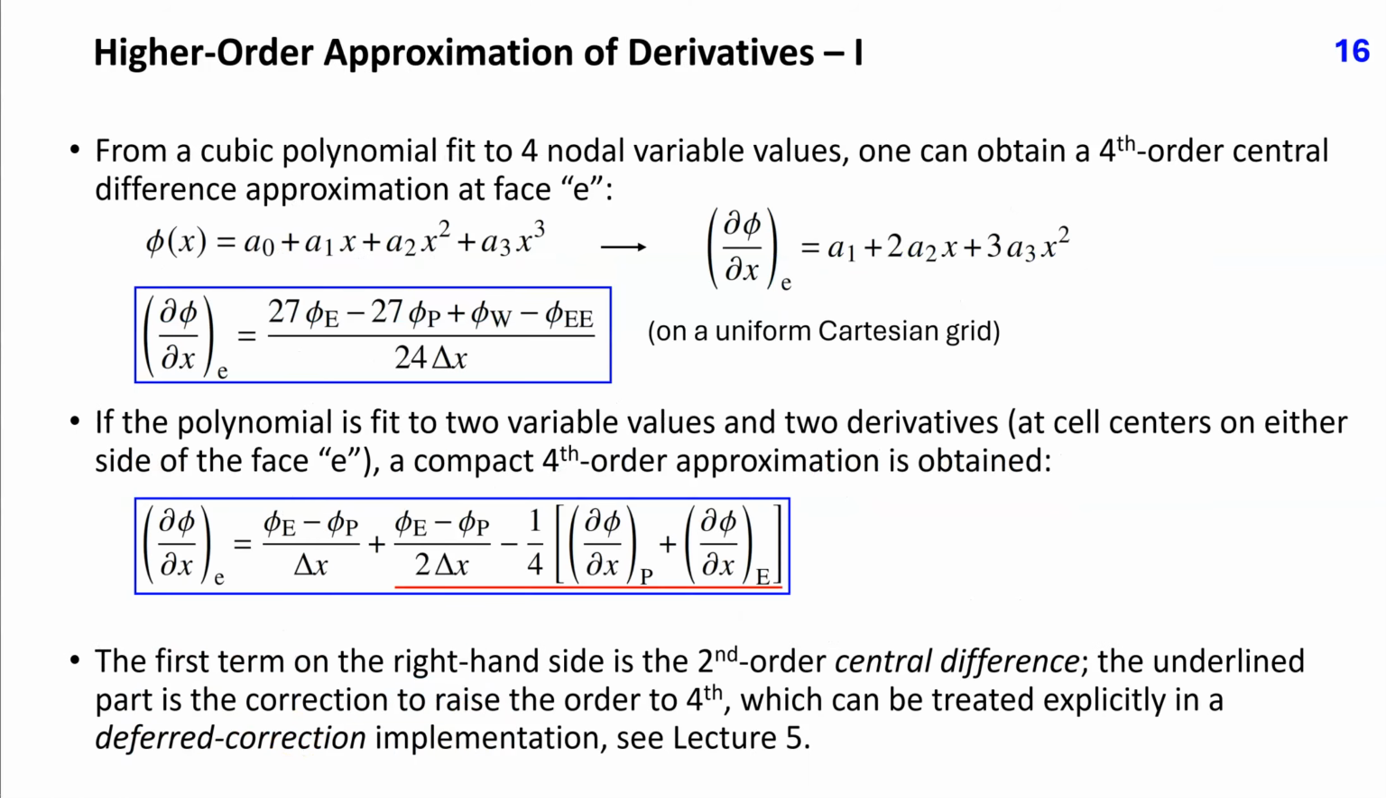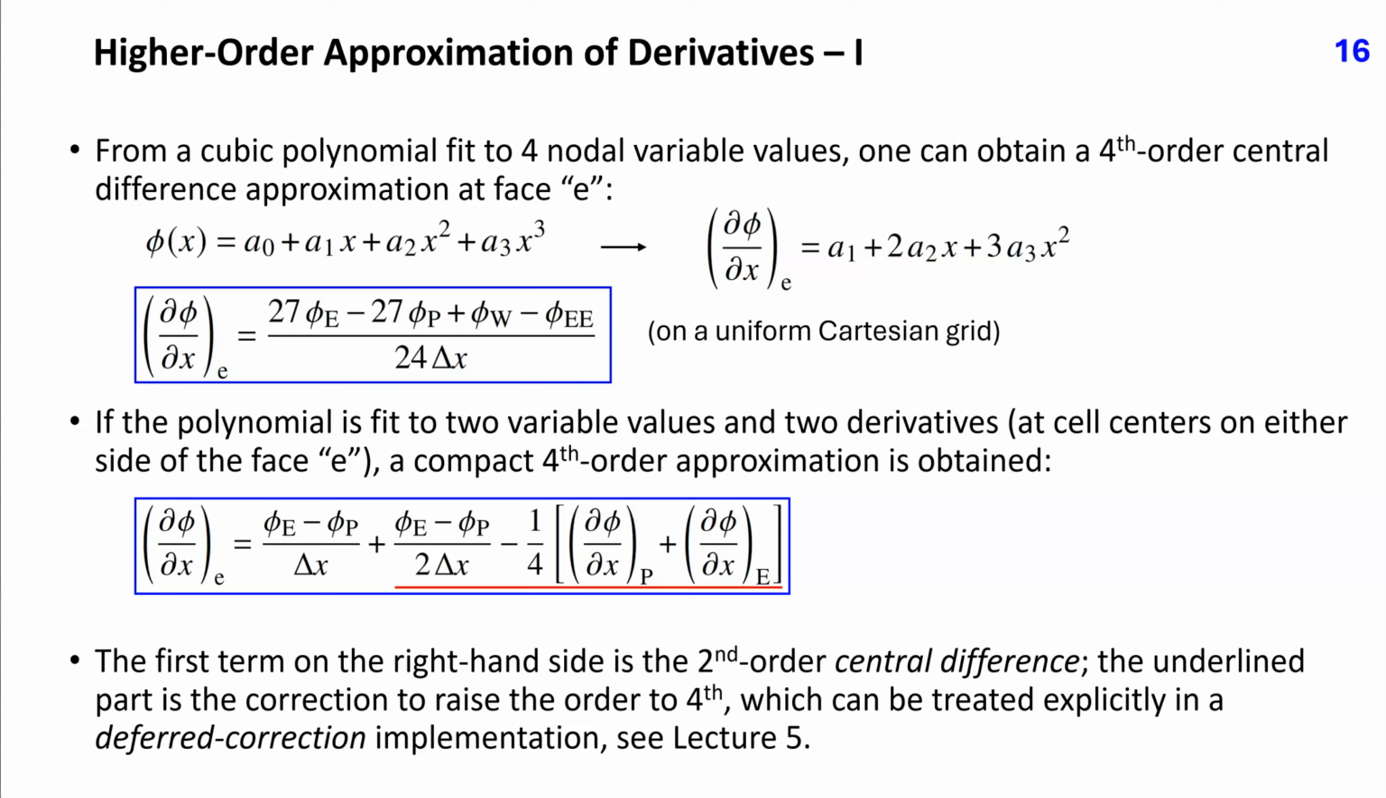To obtain fourth-order approximations of diffusion fluxes using Simpson rule integral approximation, we also need to approximate the gradient at the cell face with at least fourth order. This can be achieved by fitting a cubic polynomial to variable values at 4 cell centers. The following expression is obtained on a uniform Cartesian grid at the face E. This approximation is called fourth-order central difference.